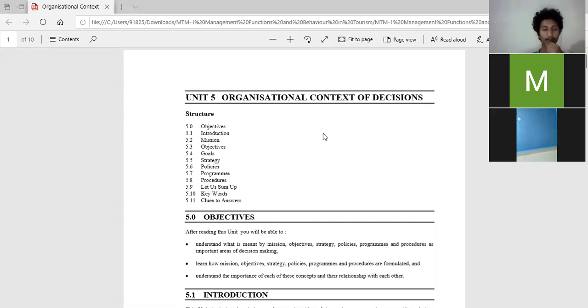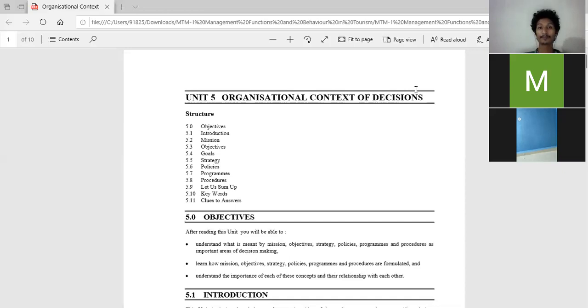Yes. Okay. So today we are going to start MTTM1 Unit 5, Organizational Context of Decision Making, as you can see on the screen. I hope that you have got all the books. Yes, I can see that. You can see the chapter. So organizational context of decision making here is like organizational context of decisions.